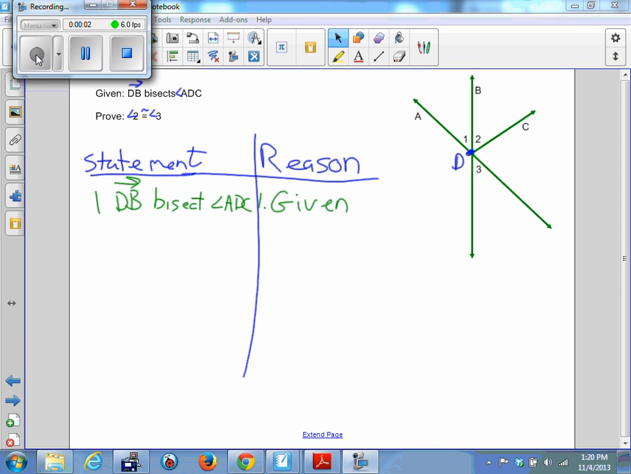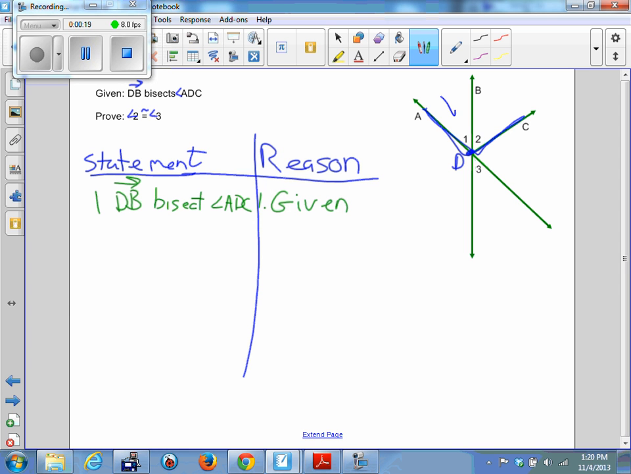We're going to do a proof that involves vertical angles. So that's what we're going to be looking for today. I've already set this up partially for you. We have ray DB bisects angle ADC. I'm just going to go ahead and trace this angle for you. And I want you to point out a few things.